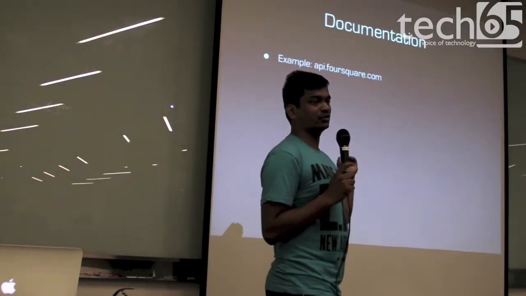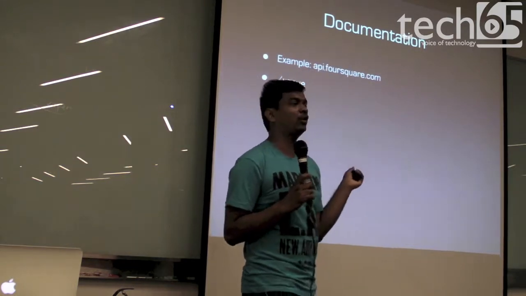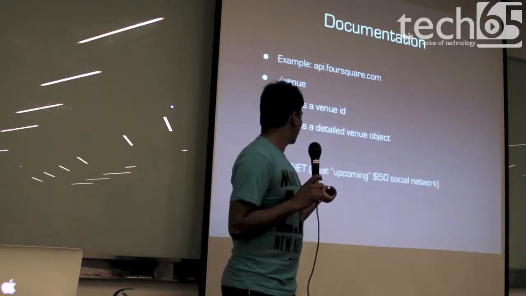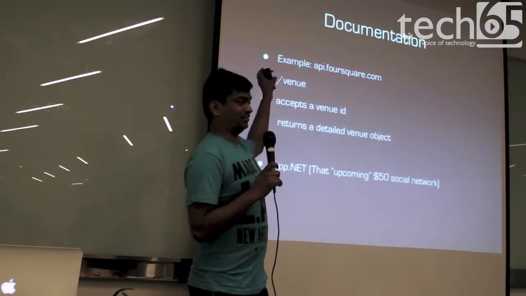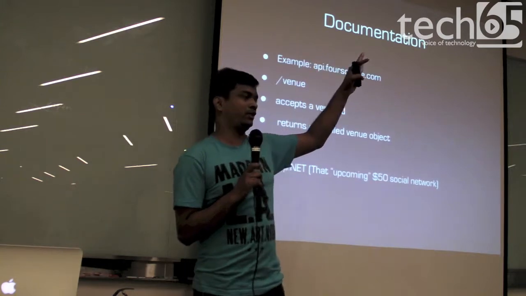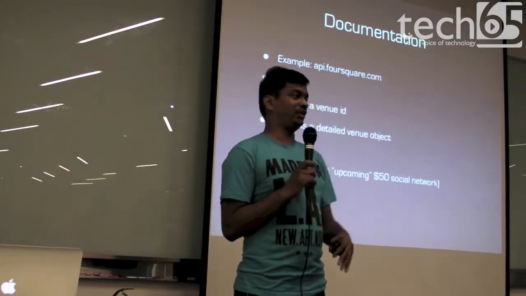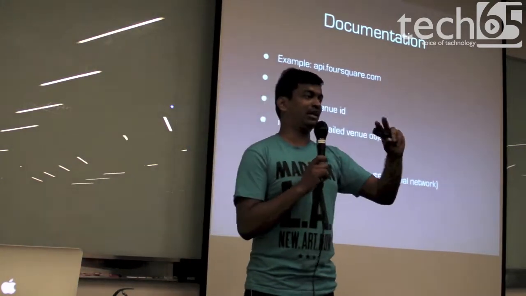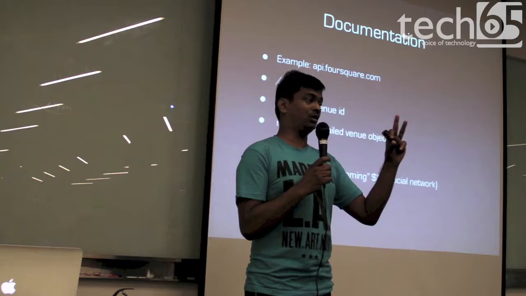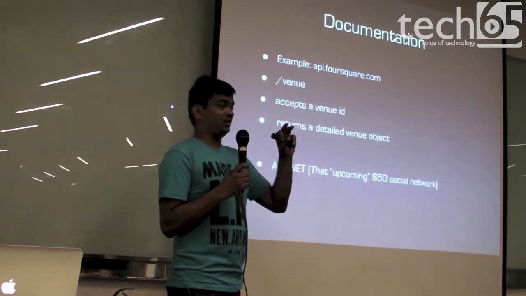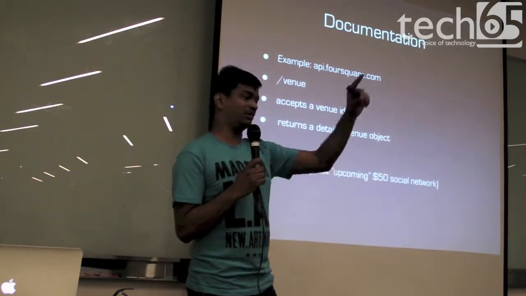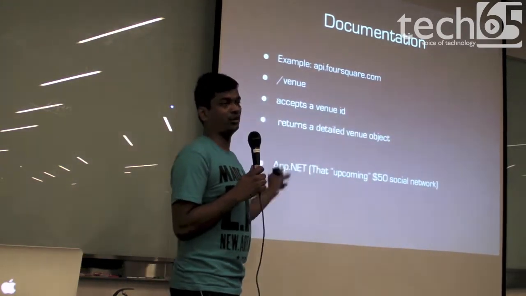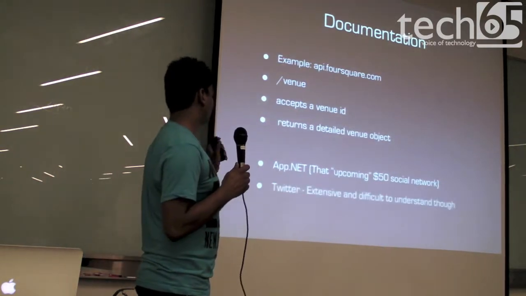A good example is Foursquare API. Another example is app.net, which is this Twitter competitor. Their API is like this: if you call api.foursquare.com/venue/venue ID, it returns a detailed venue object, and that's how they have documented it. They don't say what that detailed venue object is, but just show a hyperlink. You click on the hyperlink, it takes you to the list of fields that a venue model contains. Okay. App.net is also good.